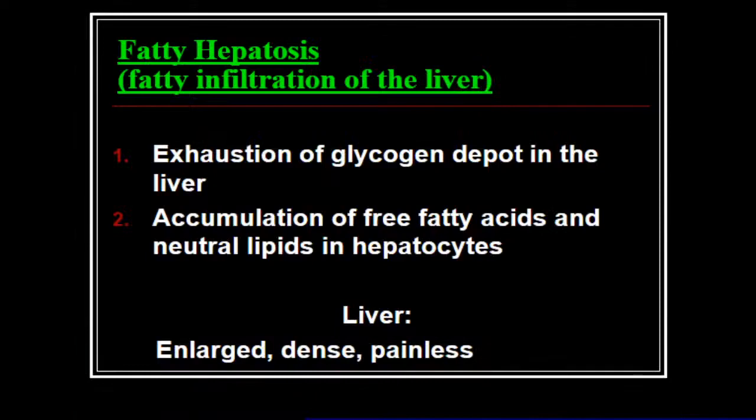Fatty hepatosis, fatty infiltration of the liver. Liver accumulation of free fatty acids and lipids in hepatocytes. Liver enlarged, dense, painless.